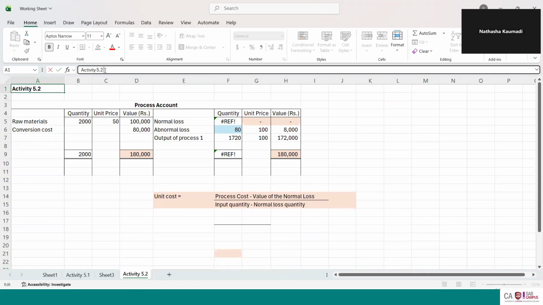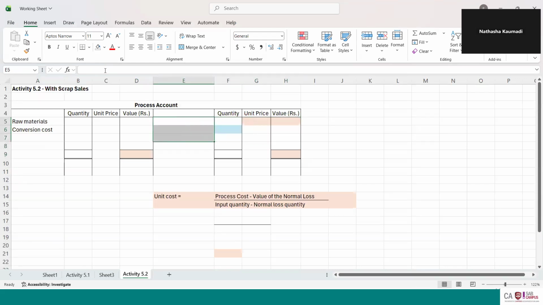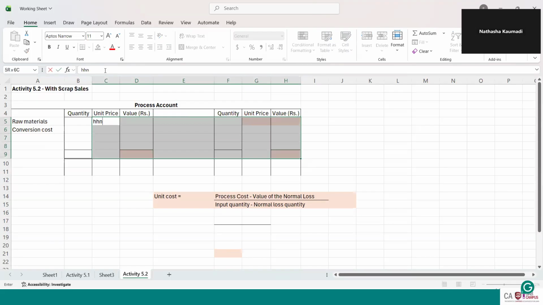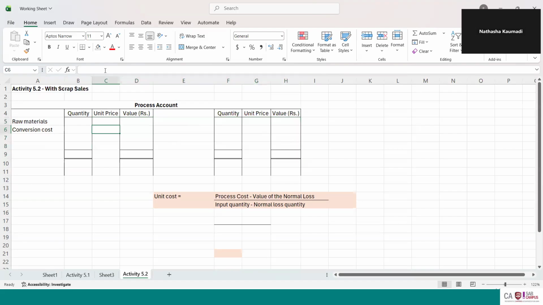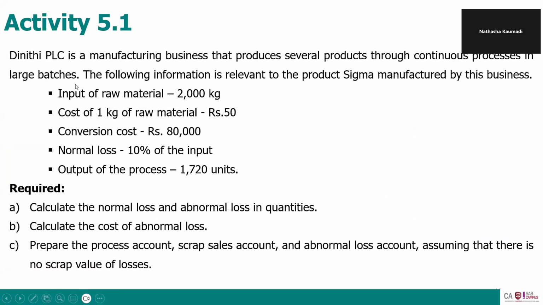Remember, when you are writing, you can mention these things with scrap sales, right? So to show you, I will write these amounts again. All right. So with scrap sales, that is the novelty here. Okay, now we'll write the values.